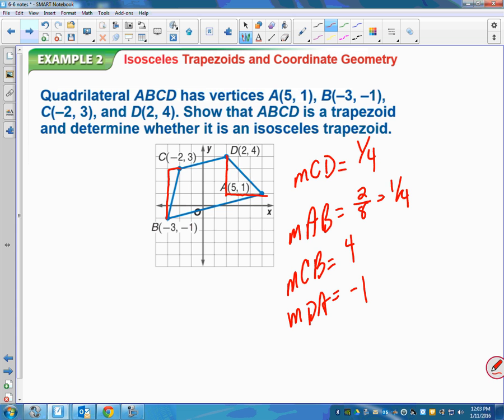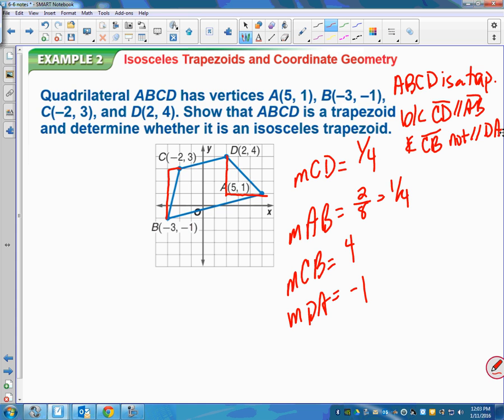So based on this, I can say ABCD is a trapezoid because CD is parallel to AB and CB is not parallel. How do I say not parallel? When I say parallel with the line to it this way, that's easy. Not parallel to DA. So I know it's a trapezoid. To determine if it's an isosceles trapezoid, which two segments should I be finding the distance of?